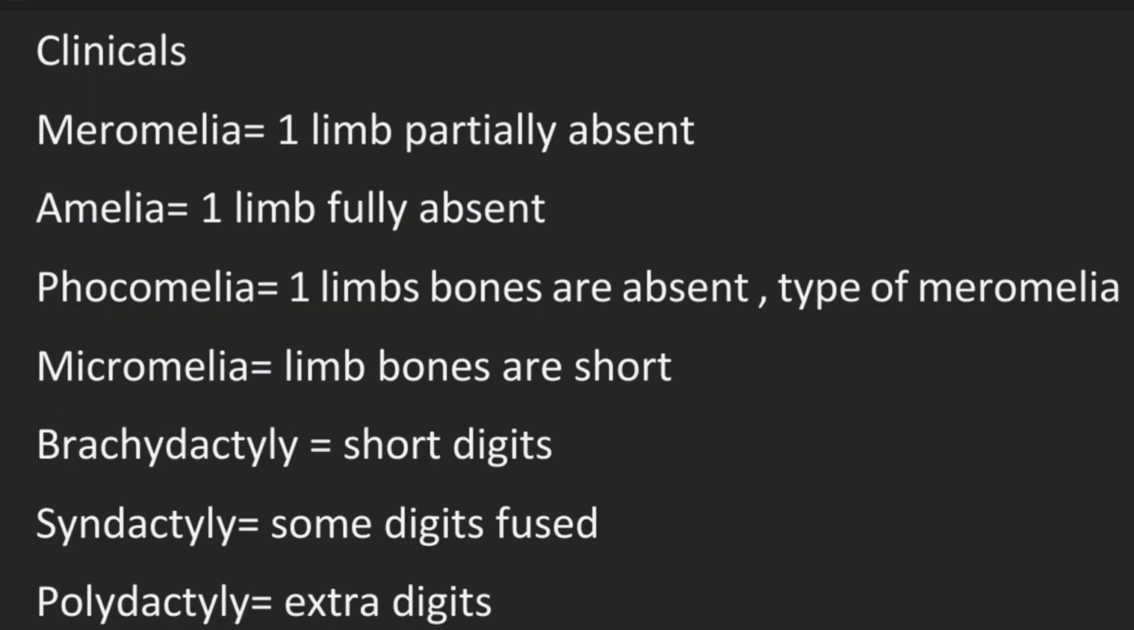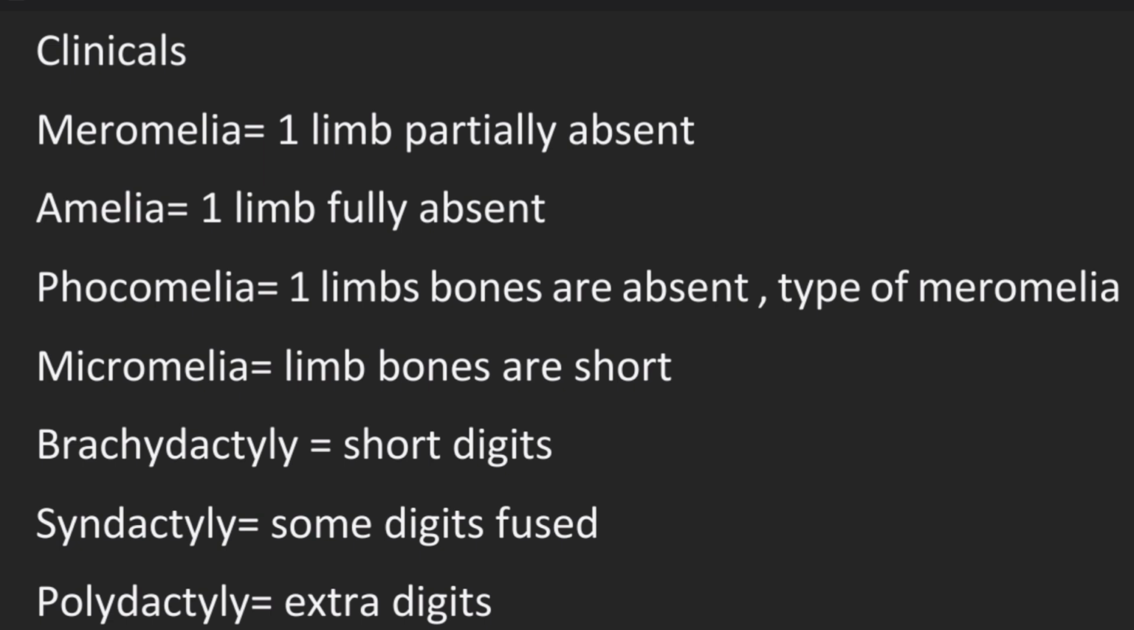Now the clinicals. In the clinicals remember two things, melia and dactyly, right? Melia means limb and dactyly means the digits, your fingers, and a limb is like the upper limb, lower limb. So meromelia is a partially absent limb, not the full limb. Amelia is when the full limb is absent. Then there is phocomelia, when the bones in the limb are absent, and it's also a type of meromelia. Then we have micromelia, where the limbs are present but they are short.